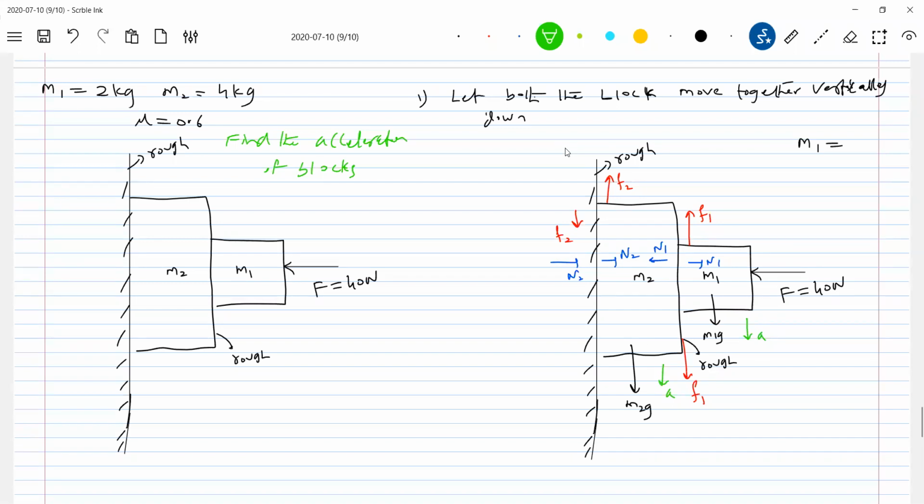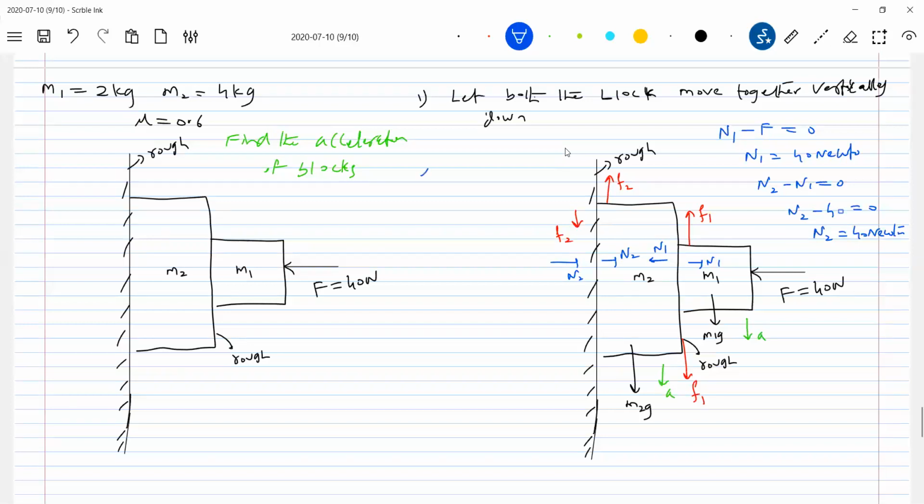Okay, let's do one thing. First, we'll calculate the normal reactions. N1 minus F equal to 0. So therefore, N1 equal to 40 Newton. Then look at the block M2. Net force on the block along the x-axis should be 0. So N2 minus N1 equals 0. So N2 minus 40 equals 0, or N2 equal to 40 Newton.